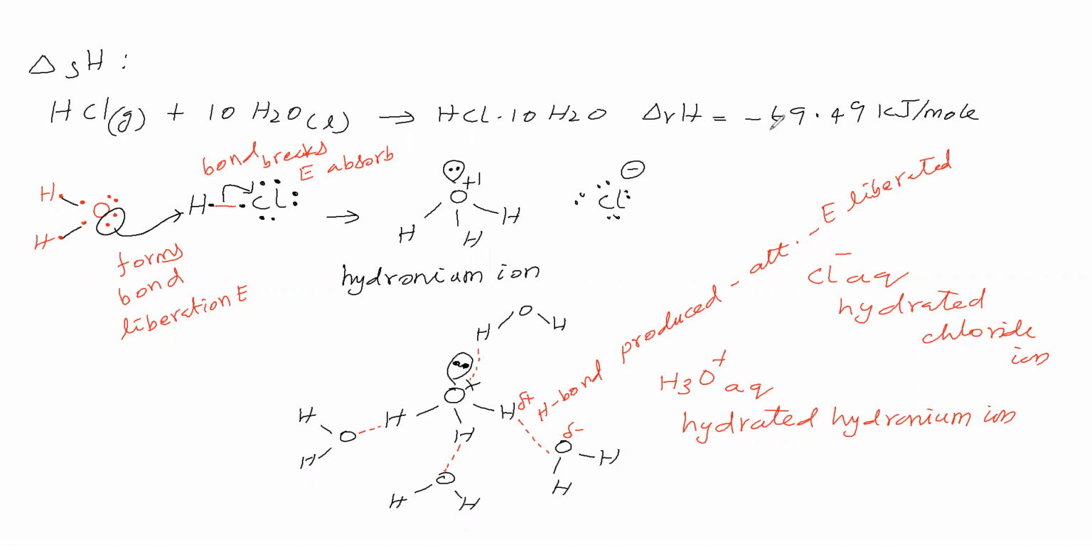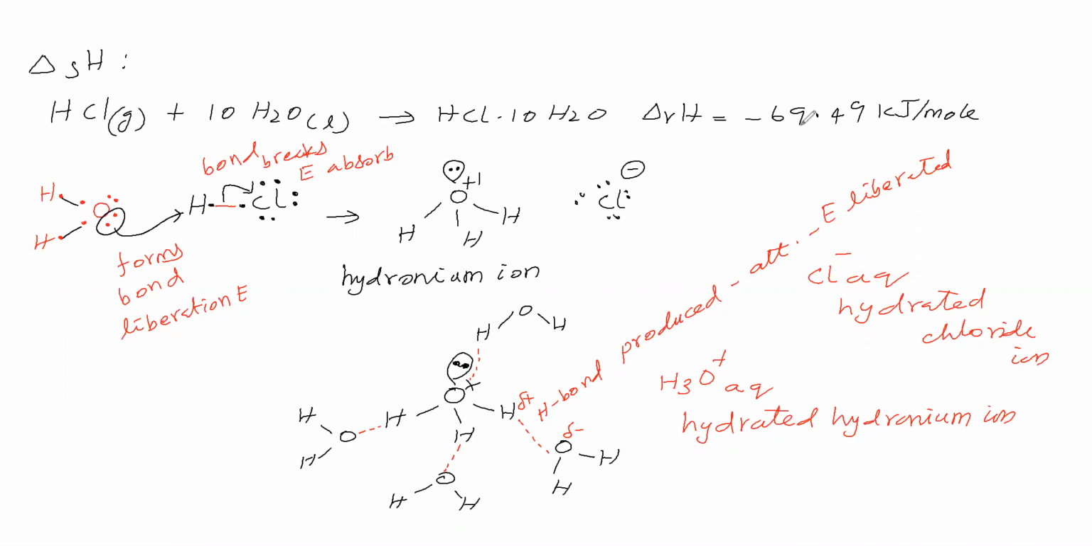How much heat does the system evolve? 69.49 kilojoule. So the system releases 69.49 kilojoule of energy to the surroundings. This reaction, this process, releases 69.49 kilojoule of heat to the surroundings. Therefore, the enthalpy of solution for this process is nothing but the formation of solution.